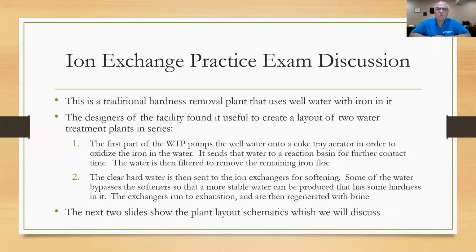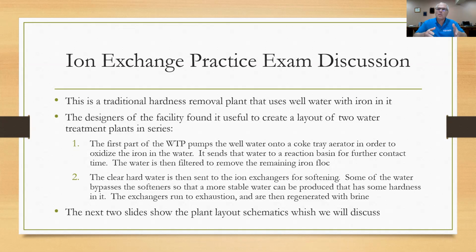And in the traditional plants, we had to remove the iron first because you did not want to add raw well water with iron in it straight to the ion exchangers. Otherwise, you would foul the material and it would be unusable after a while. So the designers of these facilities found it useful to create a layout of 2 water treatment plants in series. The first plant would be the iron removal portion, where they would oxidize the iron in some fashion, filter the water to remove the iron.